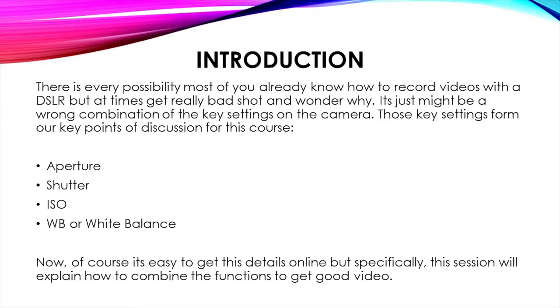There is every possibility most of you already know how to record videos with your DSLR, but at times get really bad shots and wonder why. It just might be a wrong combination of the key settings on the camera. Those key settings form our key points of discussion for this course: the aperture, shutter, ISO, and white balance. Now, of course, it is easy to get the details online, but specifically, this session will explain how to combine the functions to get good video.